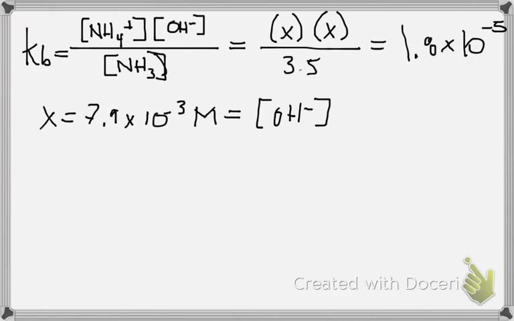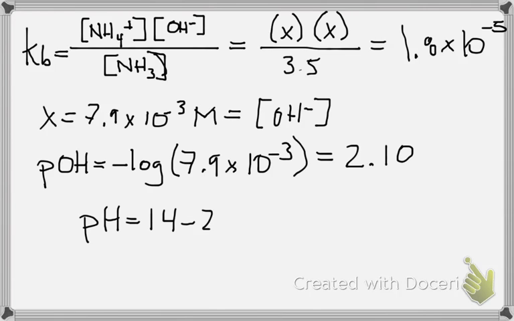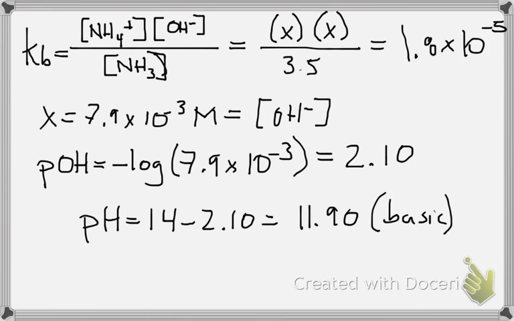So now we can take the negative log and get the pOH. So the pOH would be the negative log of 7.9 times 10 to the negative third. And that has two significant figures, so we would record this as 2.10. And pH would be equal to 14 minus the pOH, which is 2.10. So our pH for this solution then would be 11.90, and this would then be a basic solution.